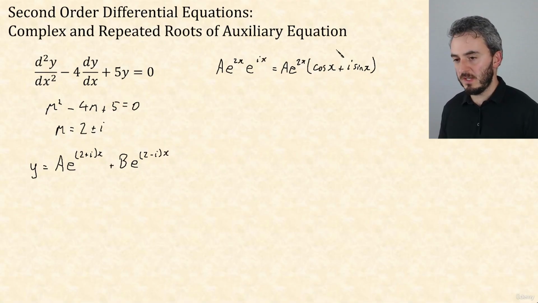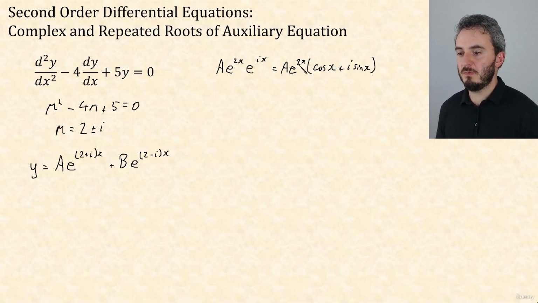Now, we don't actually want any complex solutions. We're looking at real functions. Basically in this course, unless it's a specific question about complex numbers, we're looking for real functions. But we do have a bit of a real function. We've got a e to the 2x times cos x is going to be a solution.